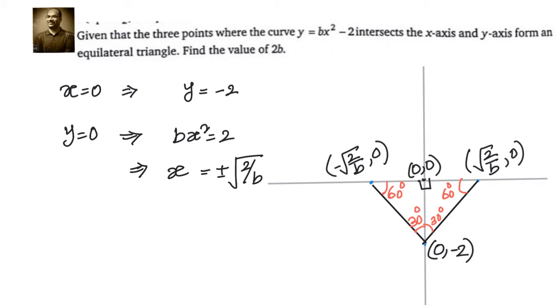now the distance between 0 and (0, minus 2) is 2. So I can write tan 60 equals 2 divided by square root of 2 by b. Now we can simplify this and we can easily find the value of 2b.